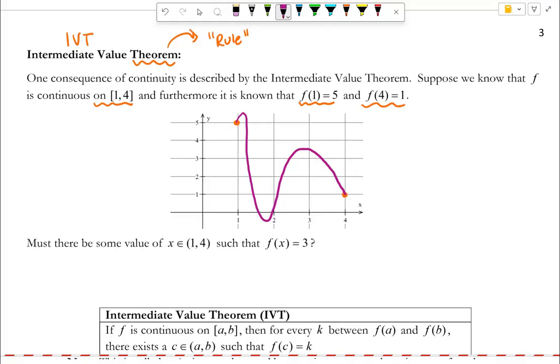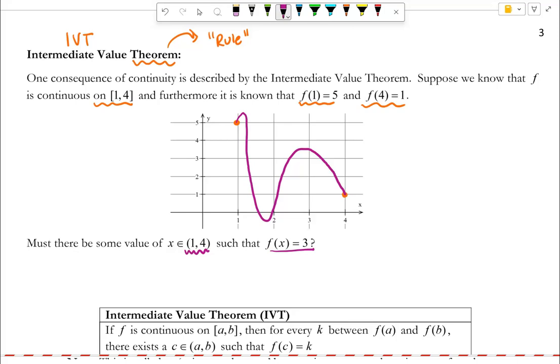So we're asked this next question. Must there be some value of x, which is an element of the open interval from 1 to 4? That's just a fancy way of saying, must there be some x value between but not including 1 and 4, so that f of x is 3? So must it be the case that if this function's continuous, somewhere between x equals 1 and x equals 4, those inputs, we get an output of 3?